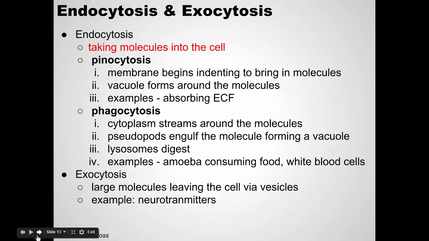Right. How long does it take to go around the cell and digest it? For the lysosome to digest, I don't know a time span. I would say a few minutes maybe, but I'm just sort of guessing.